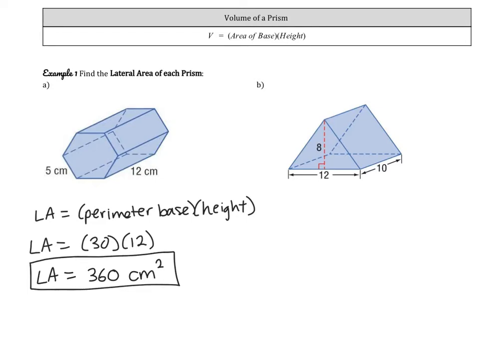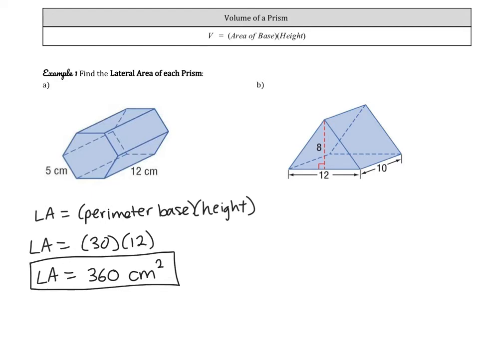Okay, so now we're going to find the lateral area of this prism. It's a triangular prism because the bases are triangles. So again, we're not going to be finding the area of the bases. We're just finding the area of the lateral sides. So again, it's going to be the perimeter of the base times the height. So we can see here that we have one side of our base, but we do need to make sure that we find the other sides.